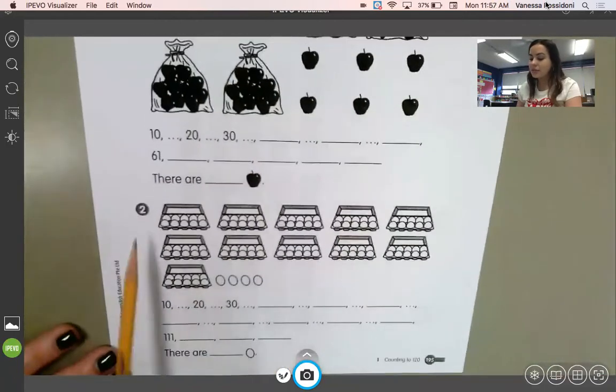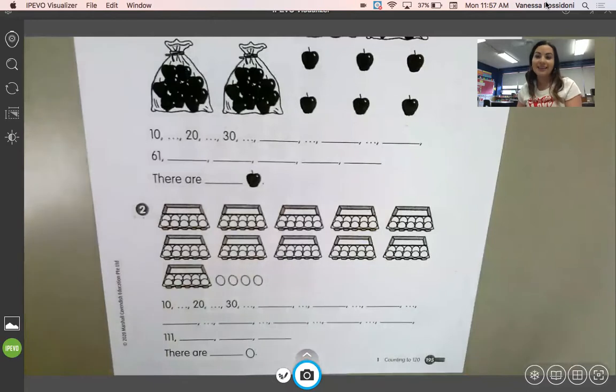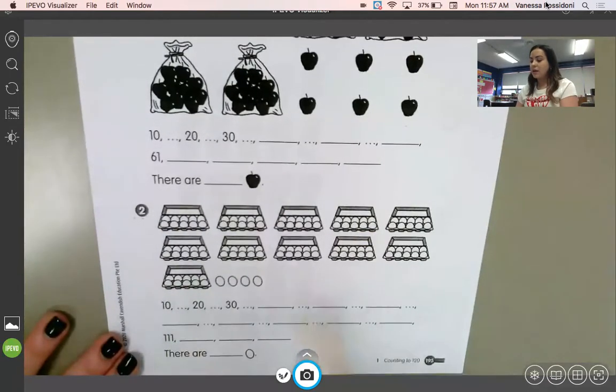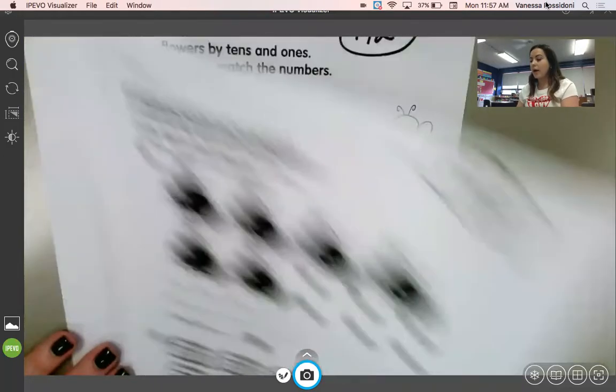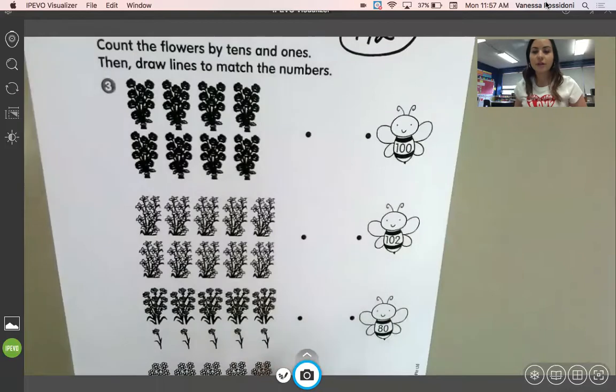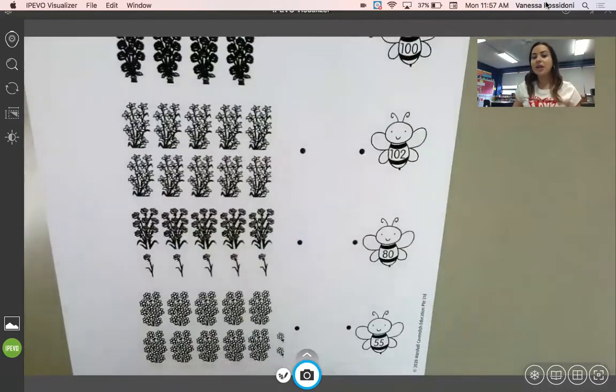And then you're going to do the same exact thing, but for number 2, a different amount, and it's actually eggs this time, okay? And it's a greater number. So you'll see there's a greater amount. That is page 141.